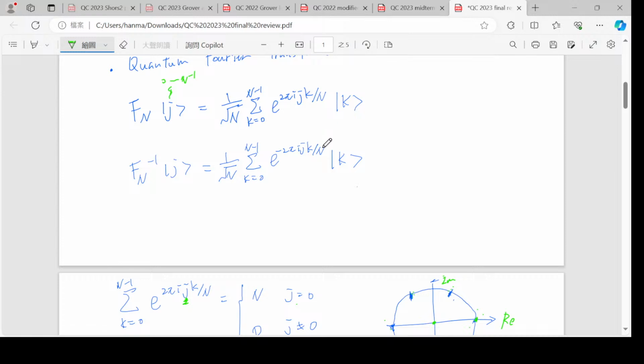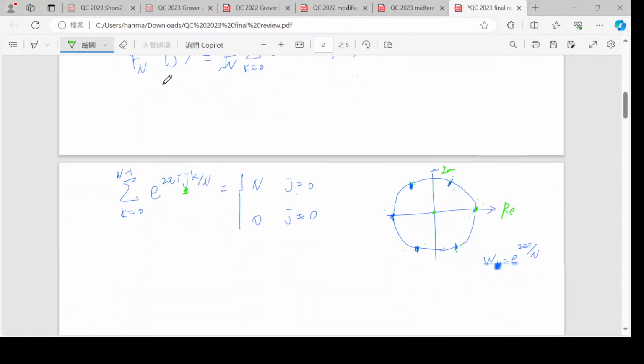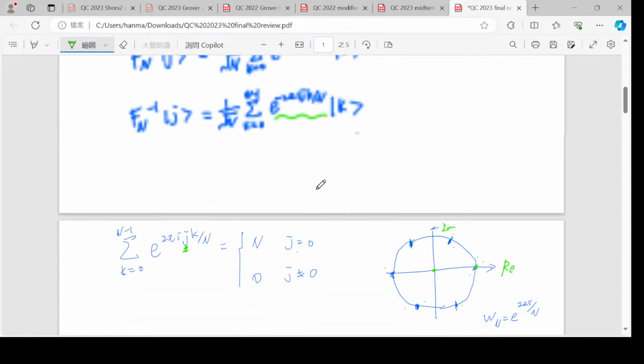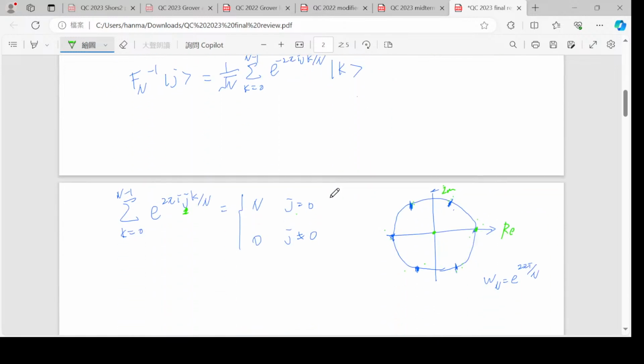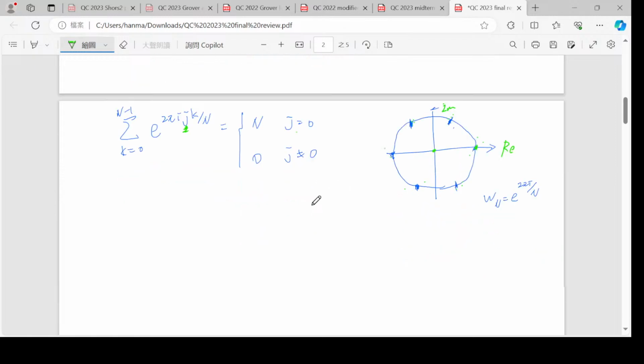I guess this will prove that this is unitary, etc. Okay, so that's about quantum Fourier transform. Any questions so far? Okay, no.